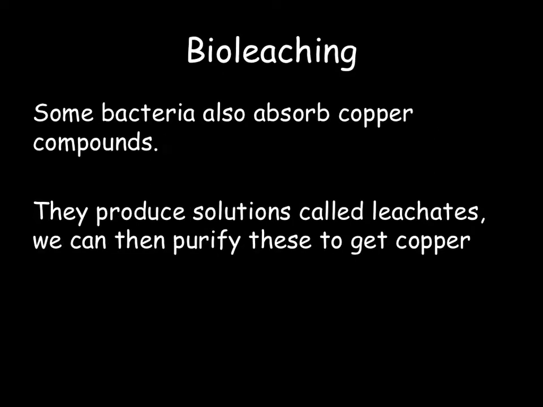A second potential method is known as bioleaching. Bioleaching uses bacteria rather than plants. In this, we use bacteria that can absorb copper compounds. These bacteria produce solutions called leachates, which contain these copper compounds. We can then purify this leachate in order to get the copper, extracting it further through electrolysis.